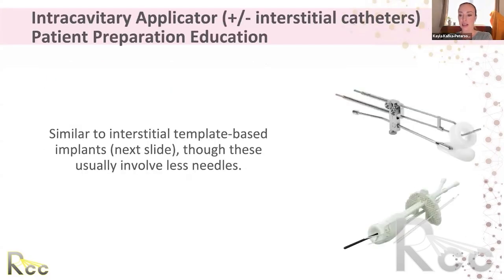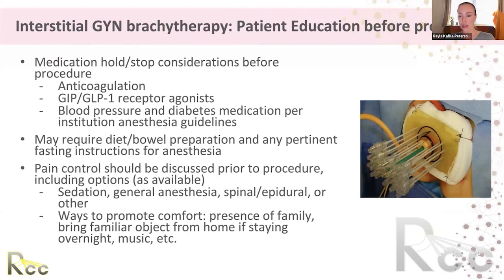For intracavitary with a tandem, which is the piece that goes up in the uterus, which is a little bit more painful, or if they have interstitial needles like this one, we will usually have them stop anticoagulation. Again, they also hold GIP and GLP-1 receptor agonists, because these can cause delayed gastric emptying and aspiration during anesthesia. So it's very important that those get held. And then blood pressure medication hold, and diabetes medication hold, per institution or anesthesia guidelines.